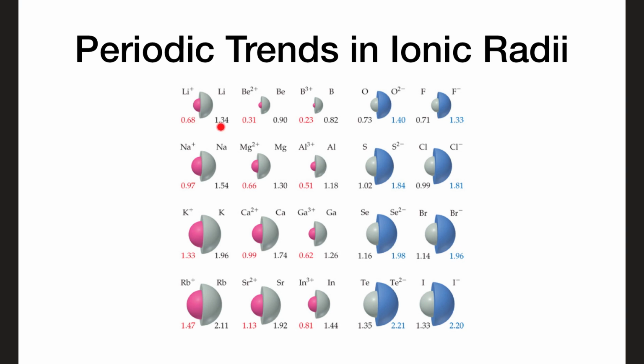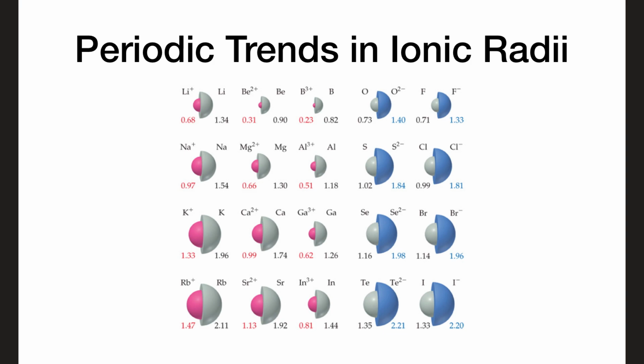So let's follow the numbers, 1.34, 0.9, 0.82. But then suddenly, when we switch over to anions, the radius jumped way up, right? It went from 0.82. If we were blindly following a prediction, we would say, oh, oxide ion should be smaller than the boron ion. So it should be less than 0.82, when indeed it's not. It's much, much more, almost double.